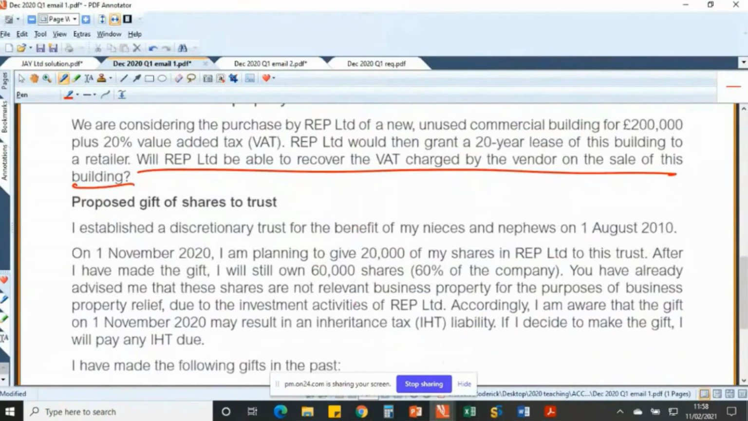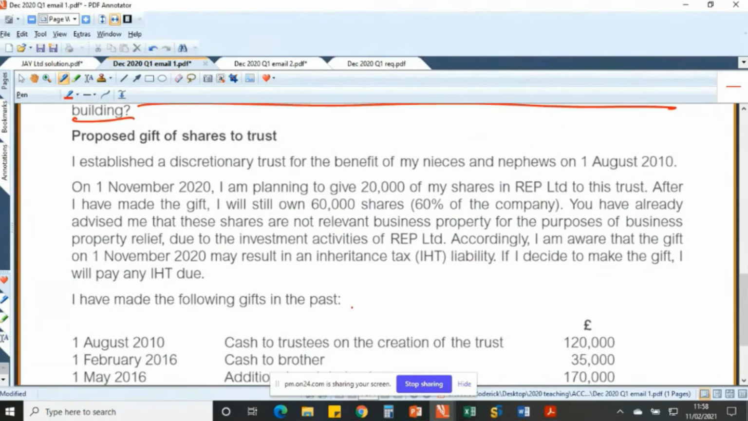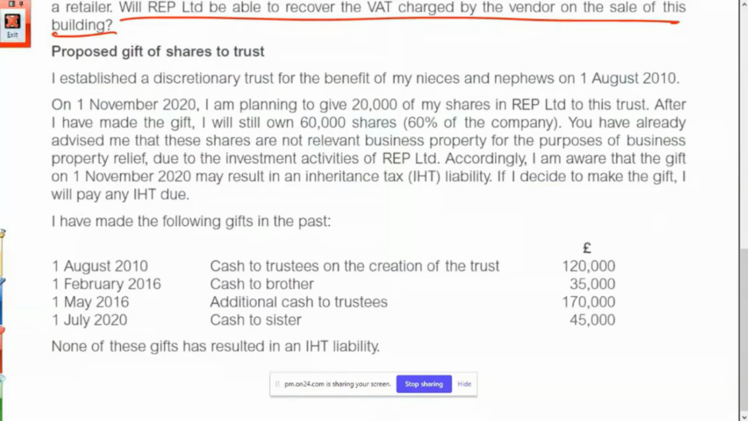I established a discretionary trust, and I'll put this up full screen, for the benefit of my nieces and nephews on 1st of August 2010. On 1 November 2020, I'm planning to give 20,000 of my shares in REP to this trust. After I've made the gift, I will still own 60,000 shares. So that was 80% before. 80,000 shares before, give away 20,000 leaves you with 60,000. So if 60,000 is 60%, then 80,000 must be 80%. So it goes down from 80% to 60%.